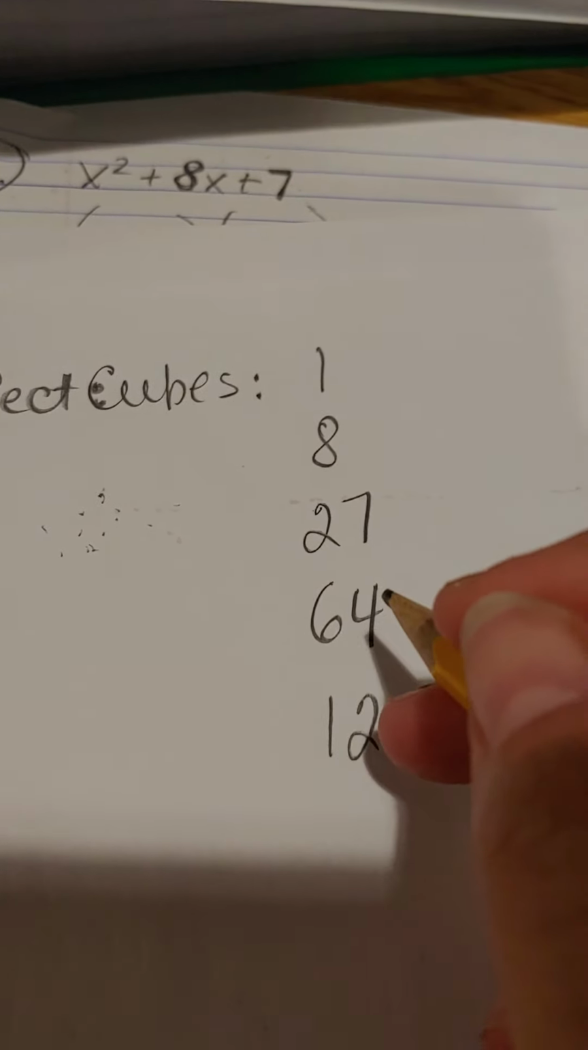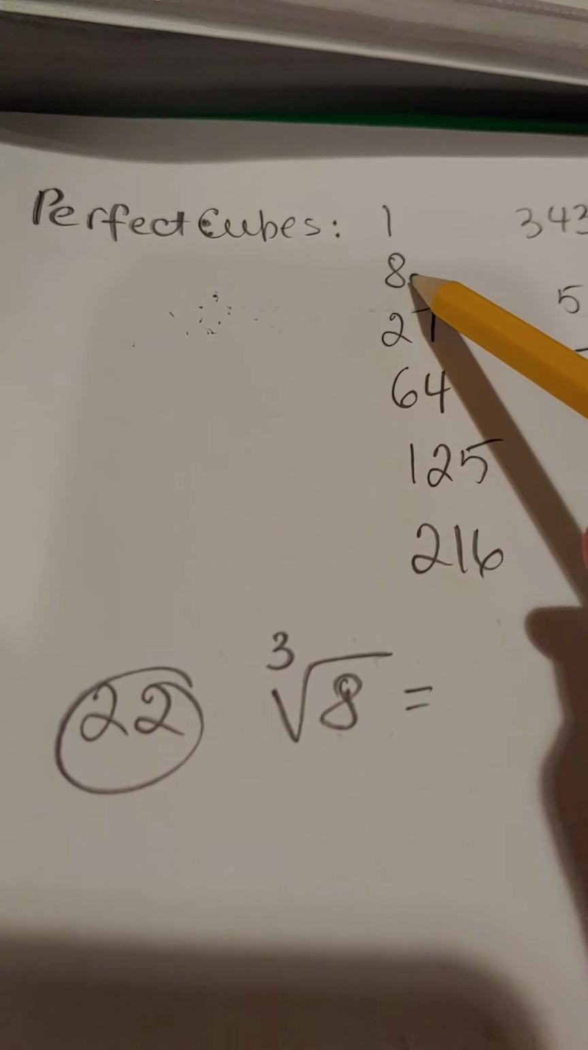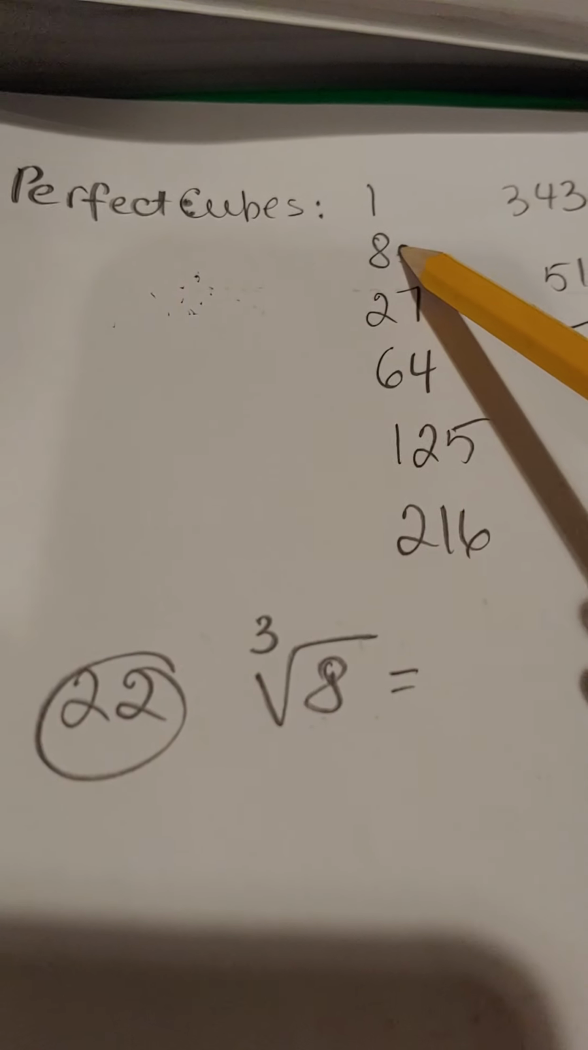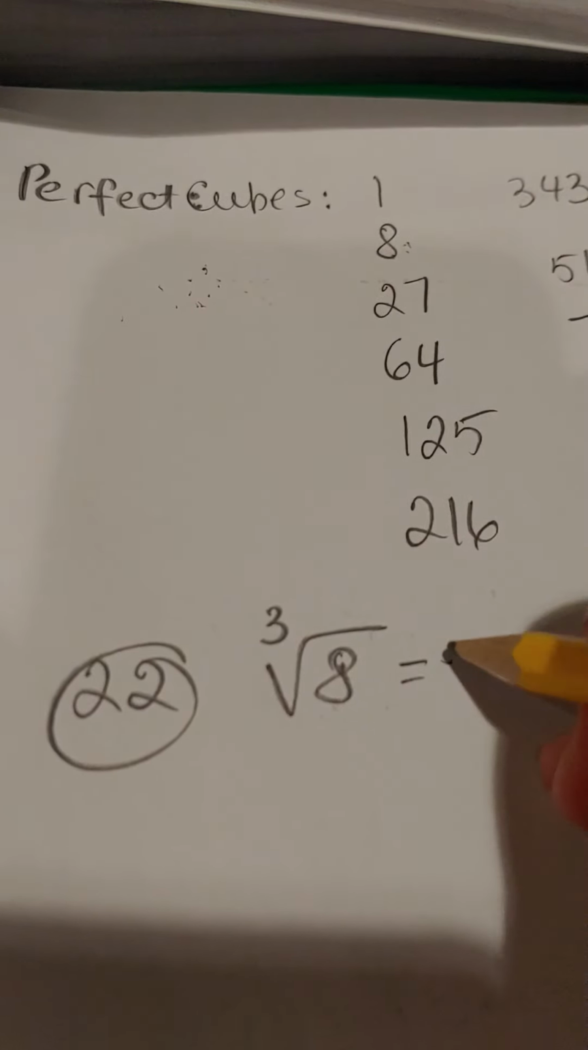So let's do number 22. Cube root of 8. My question is, what number do you have to raise to the third power to get 8? You can get it right from the table. 2 to the third power is 8, so the answer is 2. Number 23, cube root of 729. It's right from the table: 9 to the third power is 729. So it's 9.